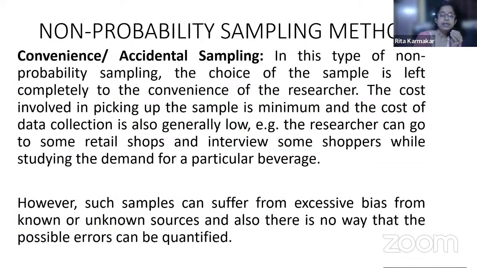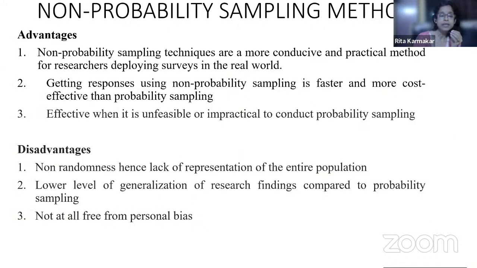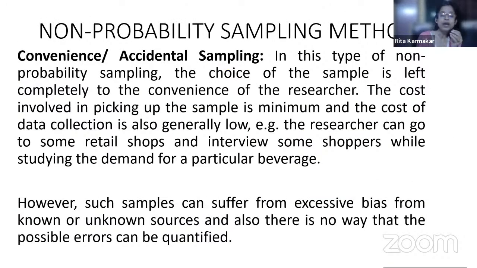Okay, and which was not there in your syllabus, but I have added two more, because these are another type of non-probability sampling, not added in your syllabus, but I thought of adding it. It may help you in future. So one is convenience or accidental sampling. Another is snowball sampling. So these are something different from what we discussed so far.